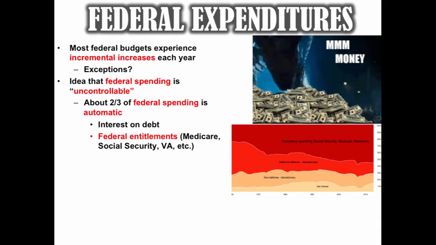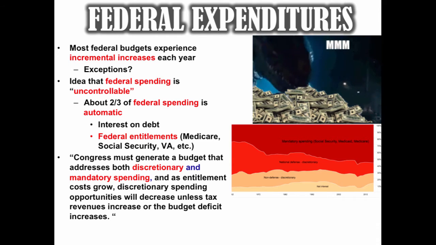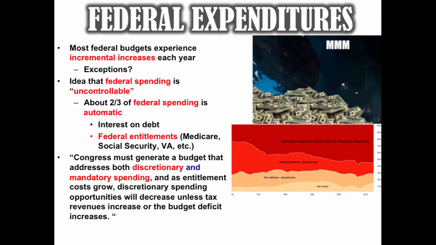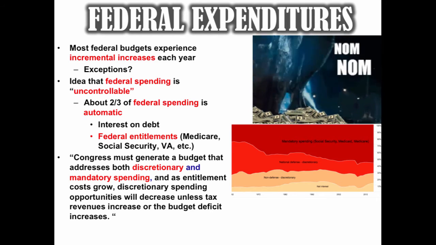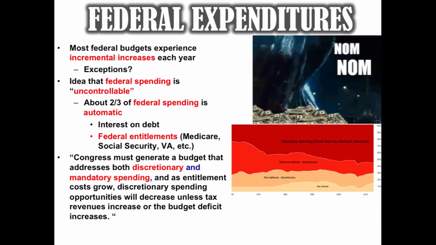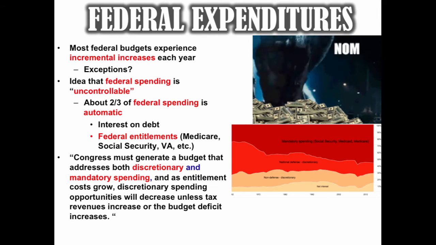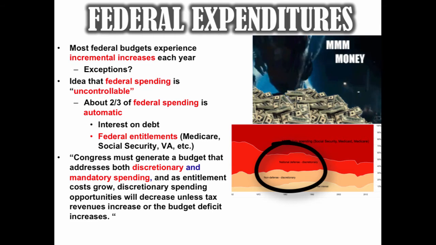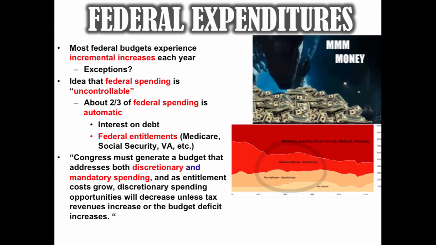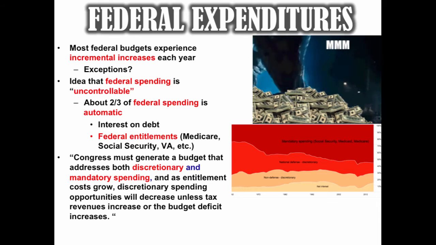A very important big idea to keep in mind is Congress must generate a budget that addresses both discretionary and mandatory spending. And as entitlement costs grow, discretionary spending opportunities will decrease unless tax revenues increase or the budget deficit increases. And that's a mouthful, so let me explain this. Discretionary spending requires annual appropriations bills. Laws must be passed. And this type of spending, discretionary spending, is typically for a fixed time frame. Therefore, it is at the discretion of Congress.